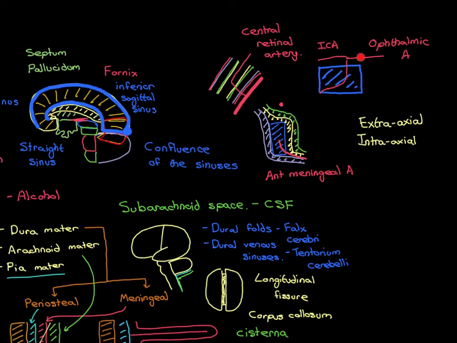And the first branch that we've discussed that it gives off is the ophthalmic artery. Now, we're going to add on to that picture the second branch that it gives off, which is the anterior cerebral artery, and I'll do this in green here.